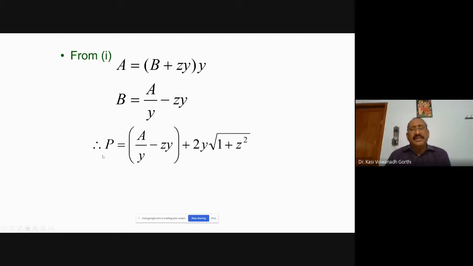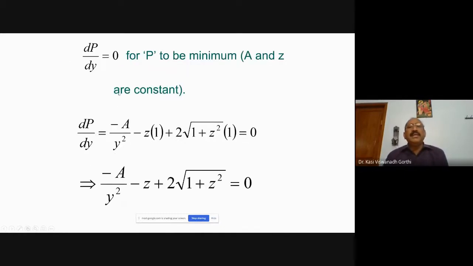Substitute that in the wetted perimeter equation. P is equal to B plus 2Y root 1 plus Z square. What is B? A by Y minus ZY. Substituting that, A by Y minus ZY plus 2Y root 1 plus Z square. So this is the wetted perimeter P. So what is the condition for the most economical channel section? The wetted perimeter dP by dY must be equal to 0. For P to be minimum, dP by dY must be equal to 0 for the given values of A, Z being constant.